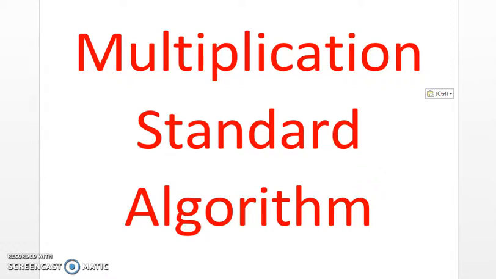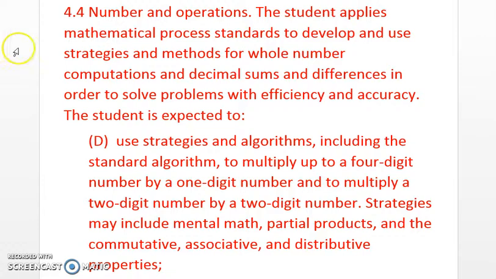In this video, we're going to be practicing multiplication using the standard algorithm. Like always, let's start with our standard. Our standard is 4.4D. Let's go ahead and read it together, please.